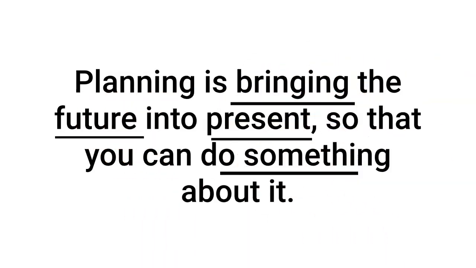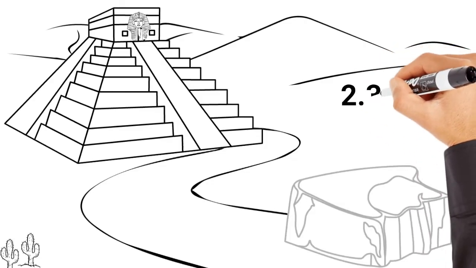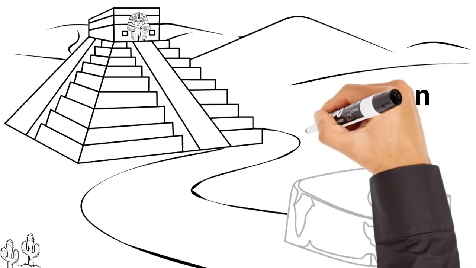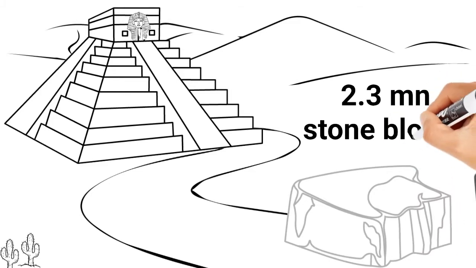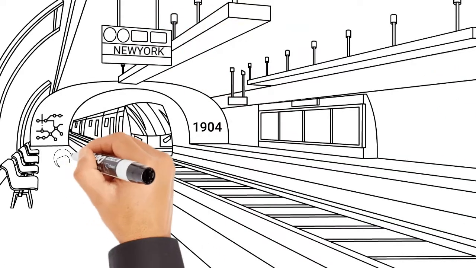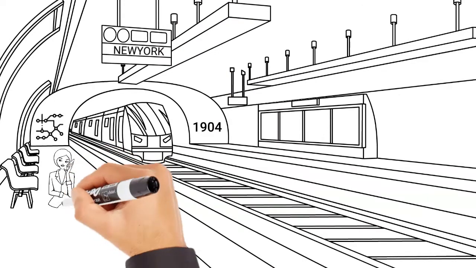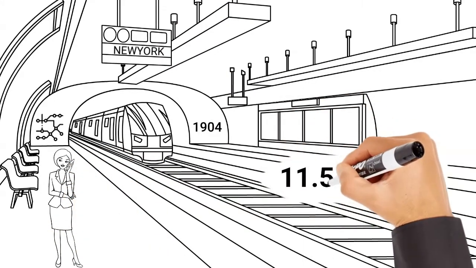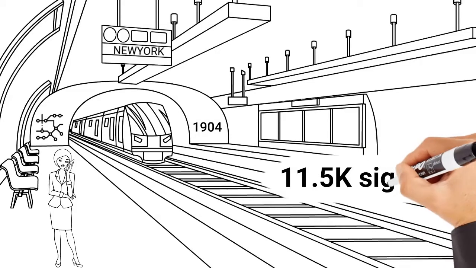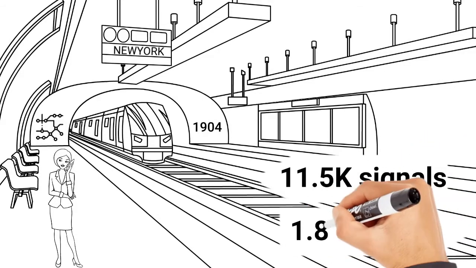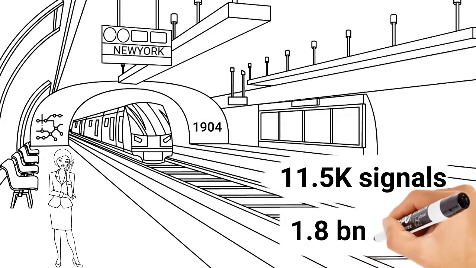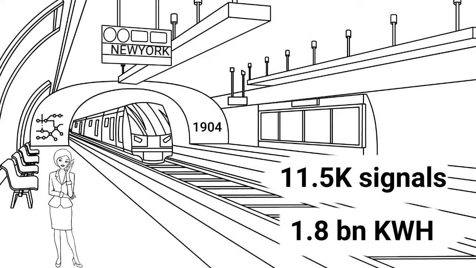It's how the construction of the Great Pyramid of Giza was planned, to move 2.3 million large blocks of slabs from Tura riverbed to the construction site in the 26th century BC. It is how the New York subway system was planned in 1904 to be one of the world's largest and most diverse transit systems, which operates via an extensive network of 11,500 signals and uses 1.8 billion kilowatt hours of electricity annually, roughly what it would take to light up the city of Buffalo for a whole year.